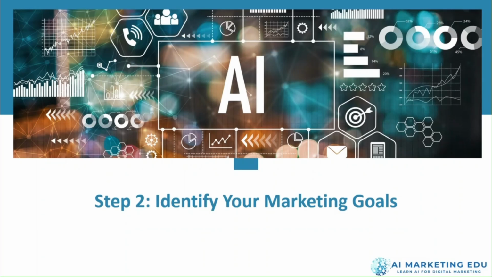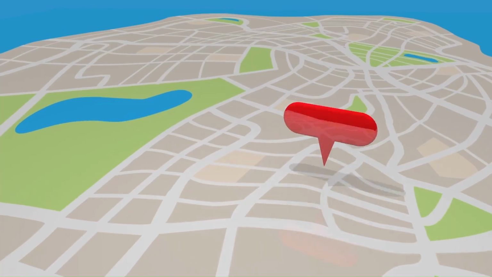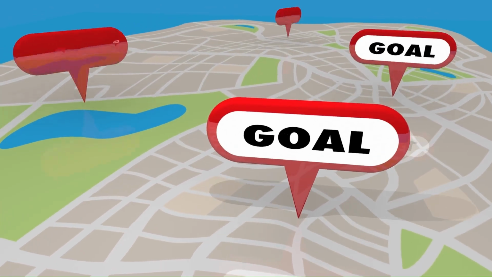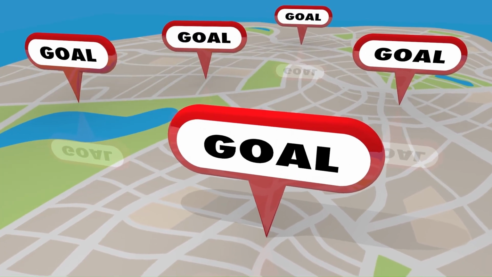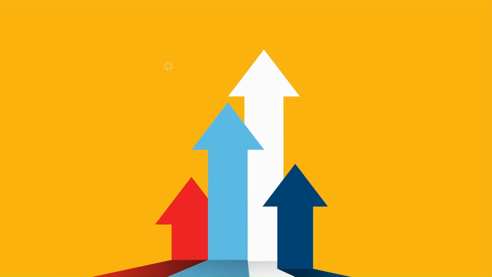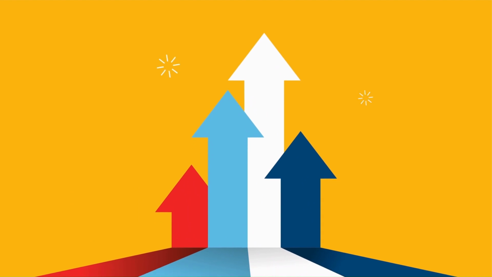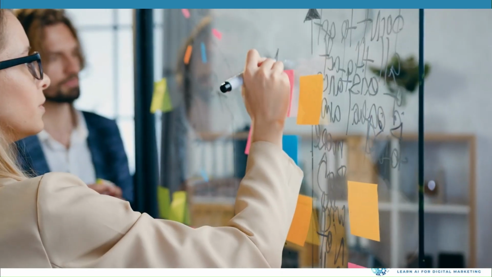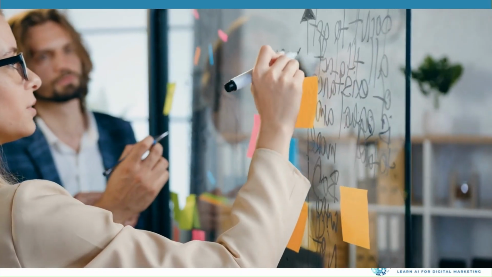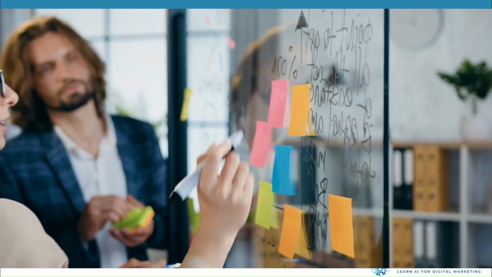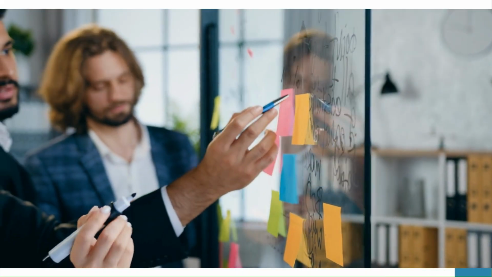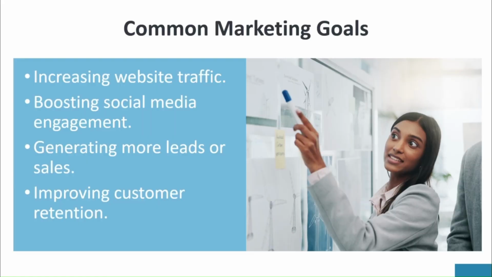Step 2 is to identify your marketing goals. These marketing goals are important because they're going to provide a clear roadmap for success and ensure that your efforts for AI are aligned with your broader business objectives. So without defining specific goals, it's challenging to measure your progress or to determine the effectiveness of your AI marketing tactics. So what do you want to achieve?